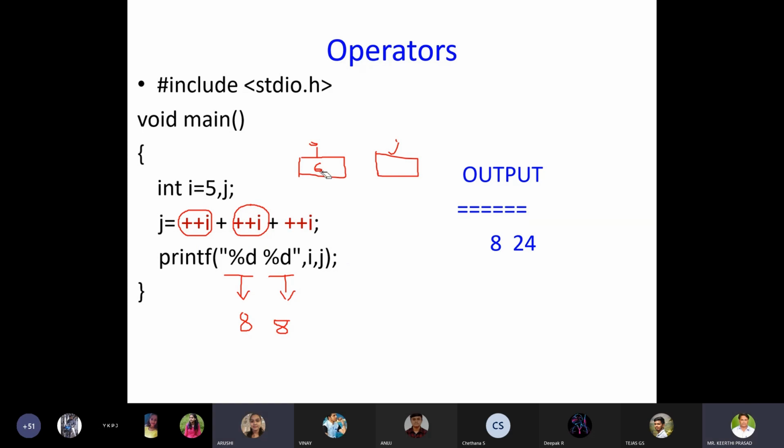Again I increments. It becomes 7. Fine, very good. Then what about this? 8, sir. Exactly, 8. I value is 8. So we don't have any confusion with this output. Understood? I value is 8. So no more updation with respect to I.